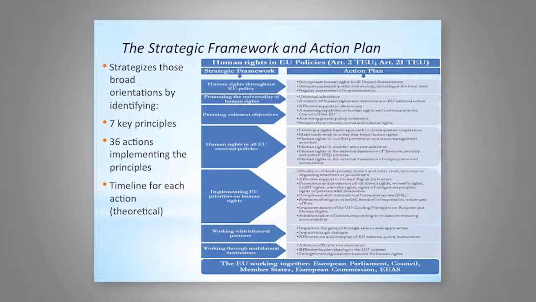In terms of turning these broad orientations into an actual strategy, the Council of the EU has adopted the EU's strategic framework and action plan on human rights and democracy, which identifies 7 key principles, the strategic framework for human rights promotion, to be put into practice through 36 targeted actions, each time with a theoretical timeline. It is impossible here to detail all the strategic principles and actions, but you can find this graph in high-resolution detail on the website.